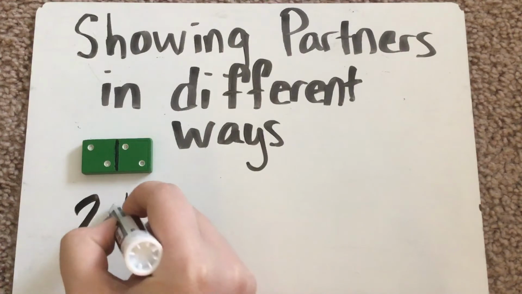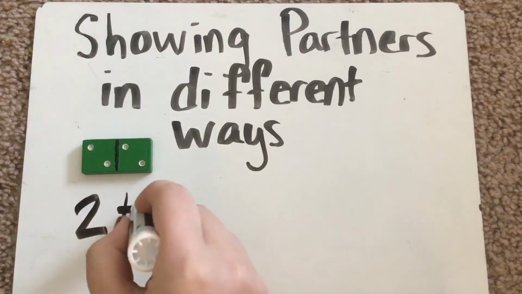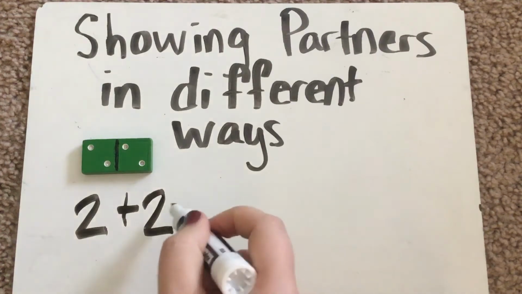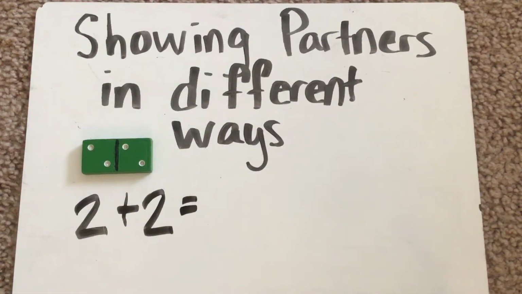2 plus 2, we have 2 on each side. 2 and 2 are partners of 4. They equal 4. So we can show partners by using an equation, and we've done that before. We could also show partners using the different things that we use in class, like a 10 frame.